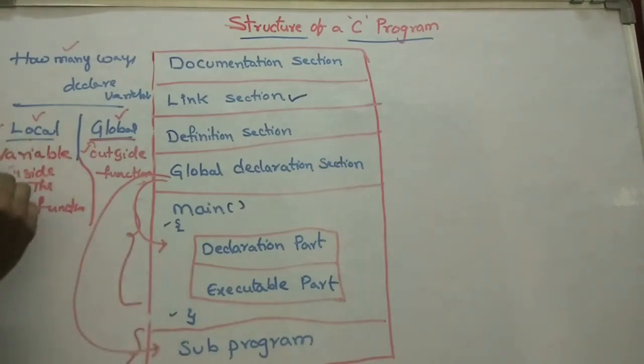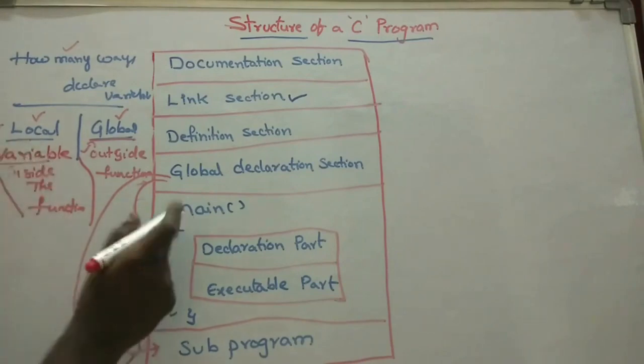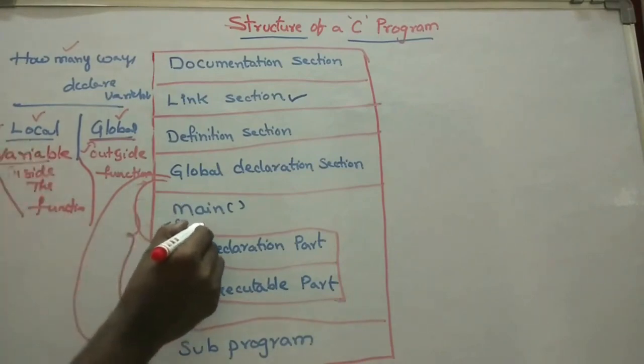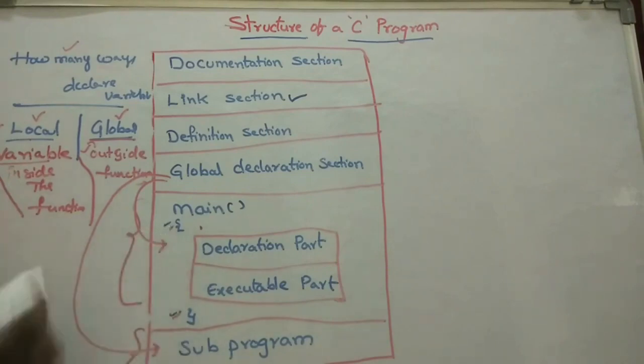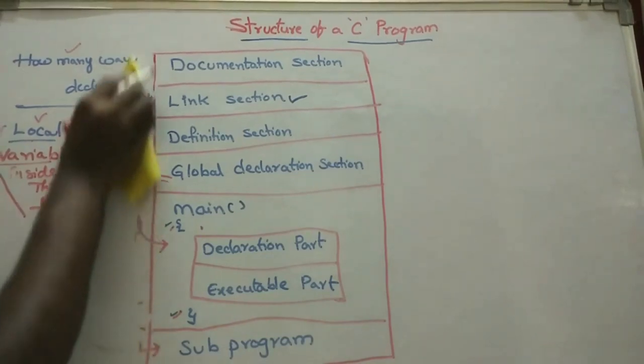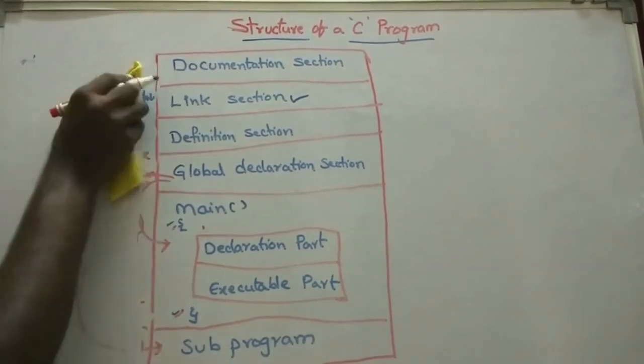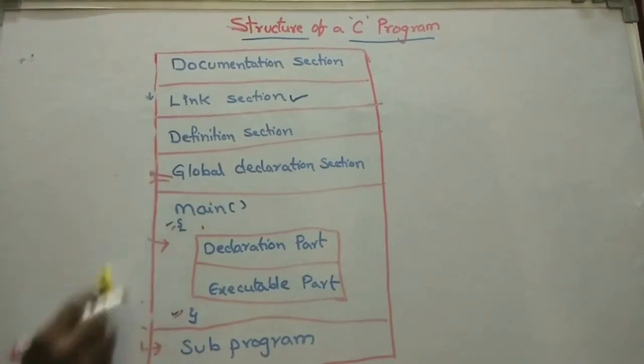Suppose if we declare the variable here, this variable can be accessed from this open brace to this closed brace only. That is the need of local variables. Are you clear? What is the need of global declaration? Right? I think it is clear.